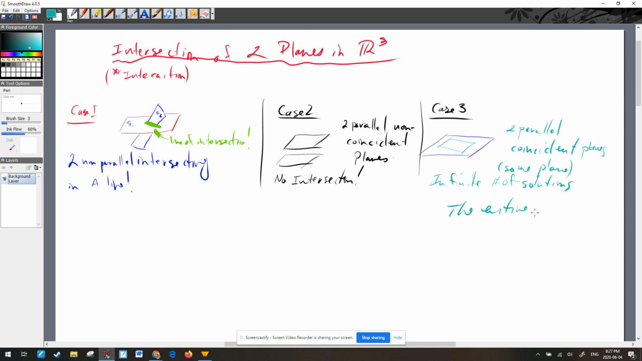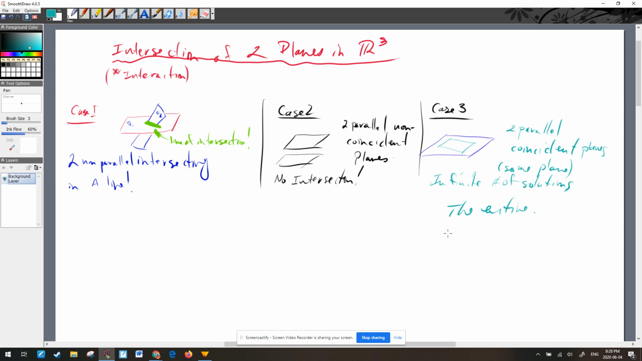Now, infinite number of solutions isn't unique because a line of intersection is also an infinite number of solutions. But when they are parallel and coincident, it means that in fact they're the same thing. So any point that exists on one plane exists on the other. Whereas this, there is only a special line of an infinite number of points. Okay, so those are the three cases. The question becomes, how do we identify the cases?